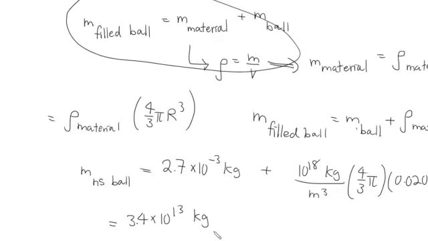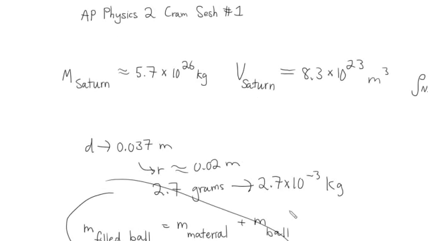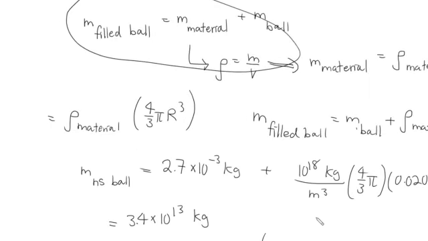And now for a ball filled with material with the density of Saturn, we basically do the same thing. This time they didn't give us the density, so we have to use our formula from earlier that rho is equal to m over v. And if we do that, so the mass for Saturn that they gave us is 5.7 times 10 to the power 26 kilograms.